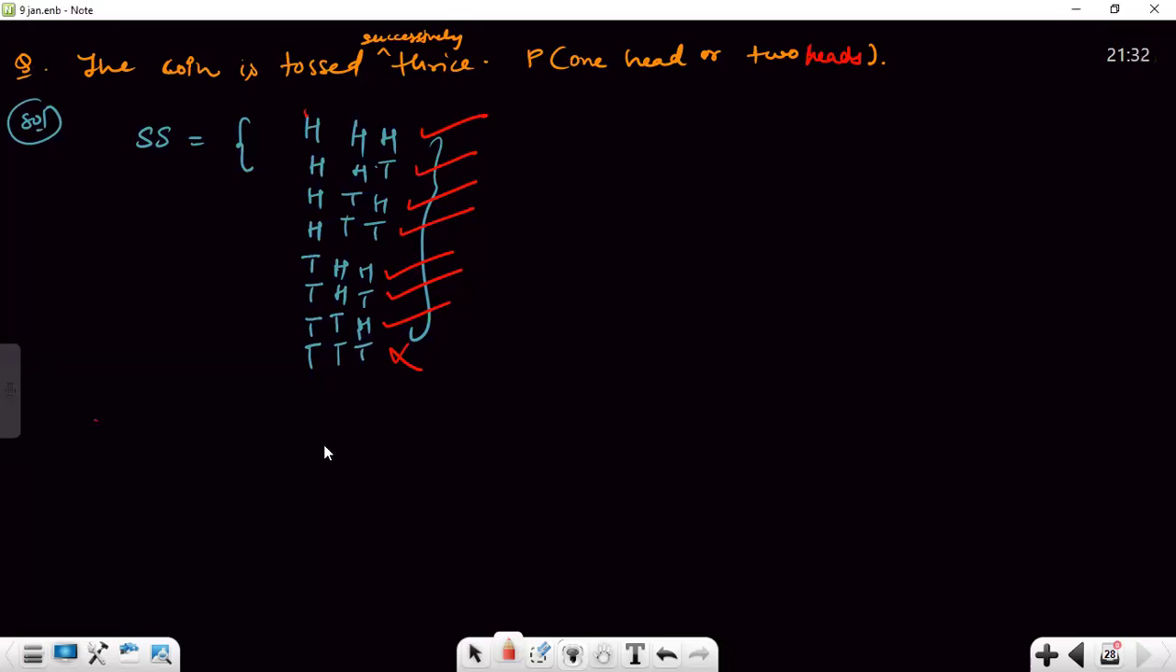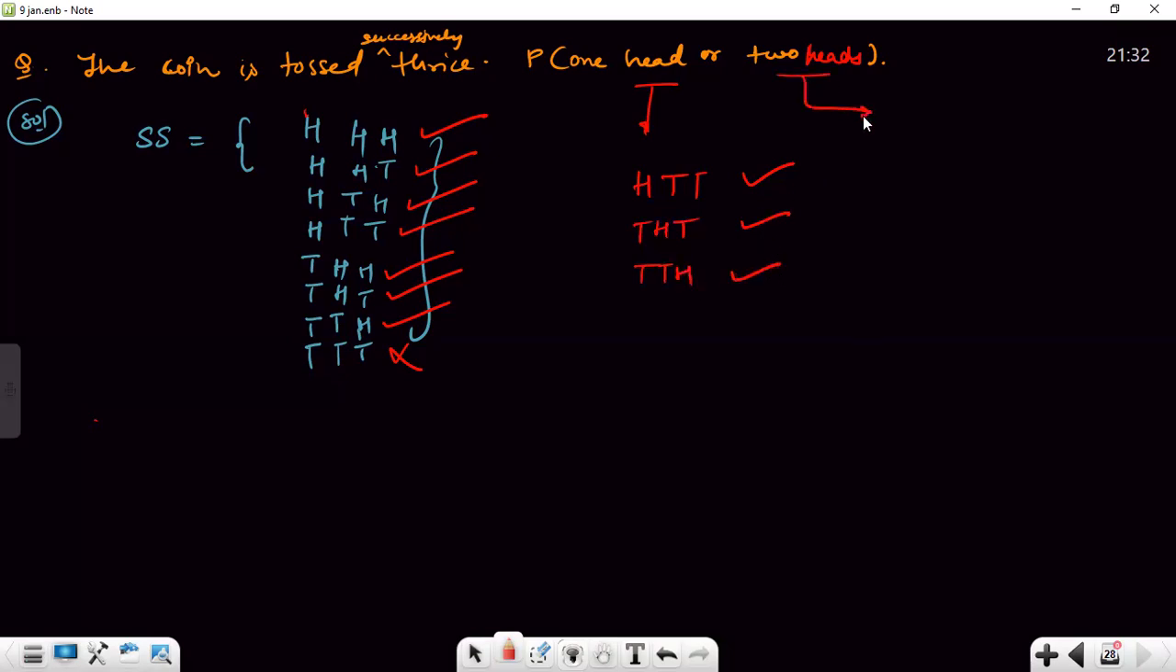There is one more thing to consider in this question. What is that? We wanted one head. That means head plus two tails. This works for us. And in any scenario, THT, this also works for us. Two tails, head, that also works for us.